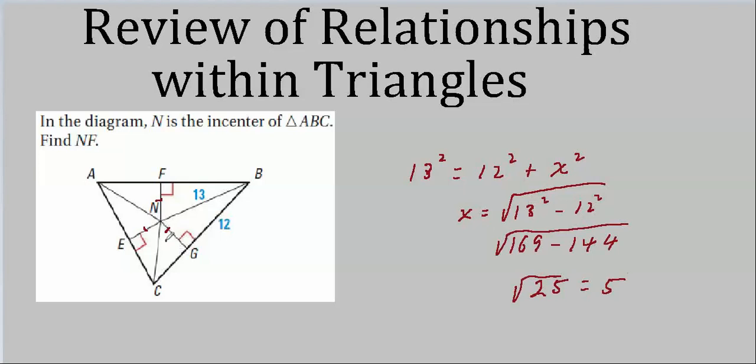But these are all congruent, so this one is 5 also. In fact, they didn't ask, but this one would be 5 as well. That's all you had to do. First, just spot that finding any one of these will solve the problem, and then use Pythagoras' theorem to find this one.